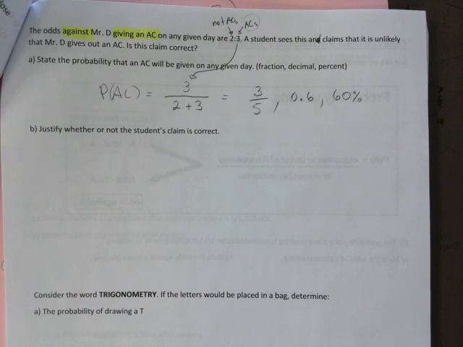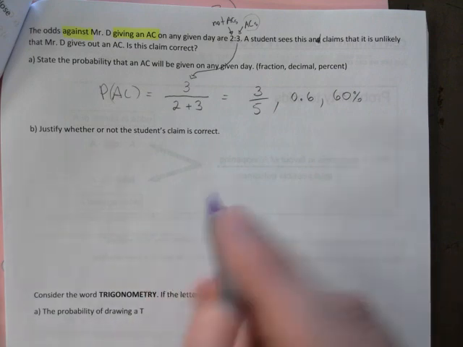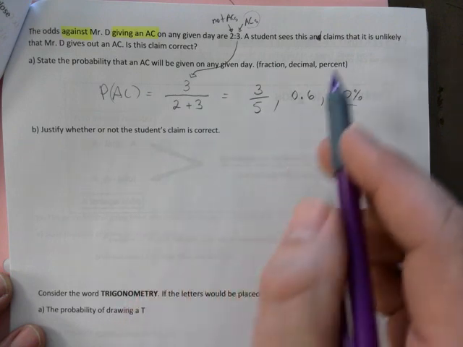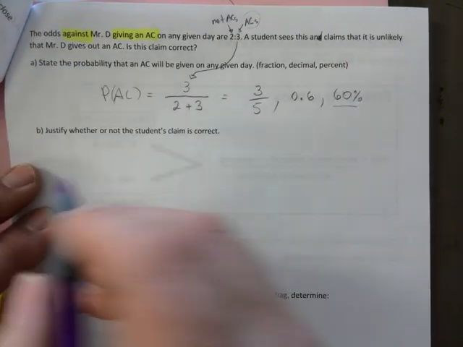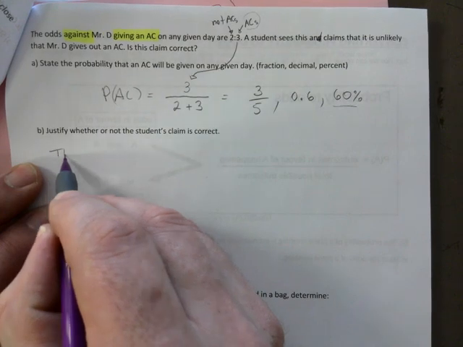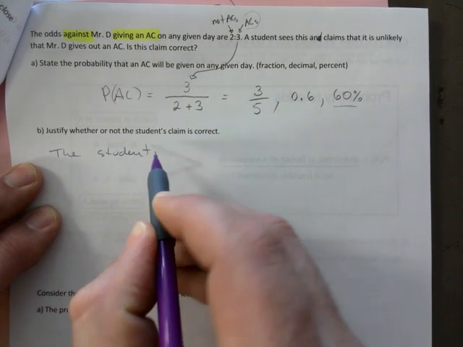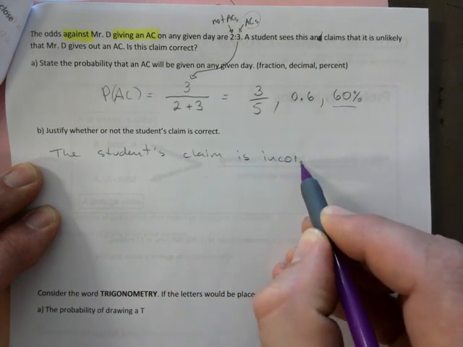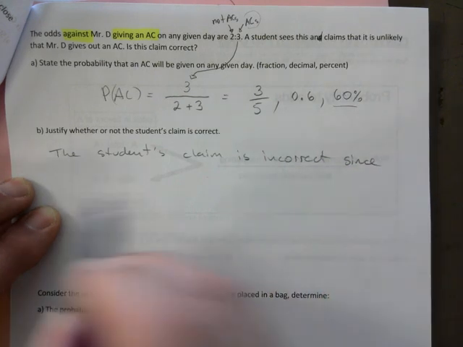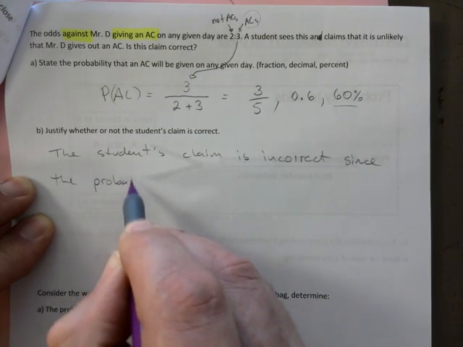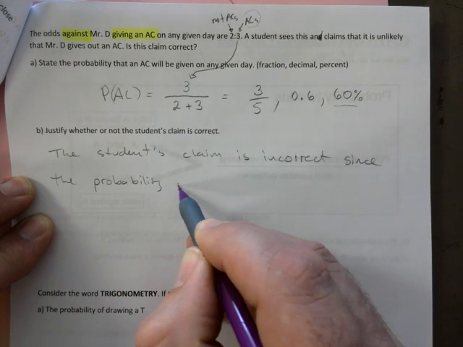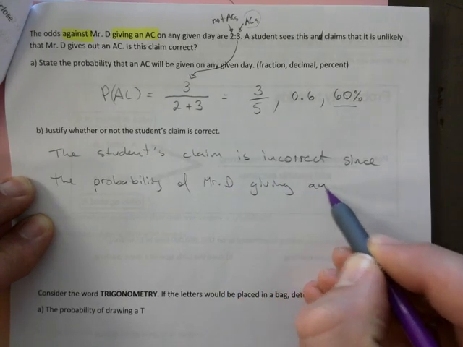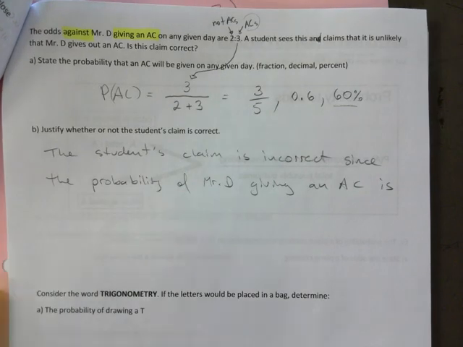Justify whether or not the student's claim is correct. It's more than 50% chance of getting an AC, so you would actually say the student is not right. The student's claim is incorrect since the probability of Mr. D giving an AC is, what would you say after this? Finish the statement.